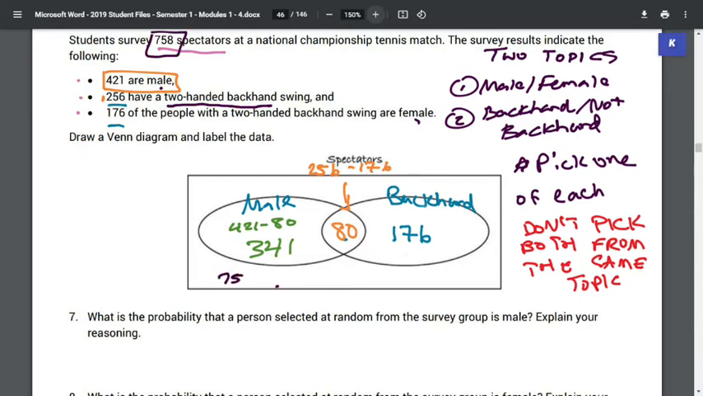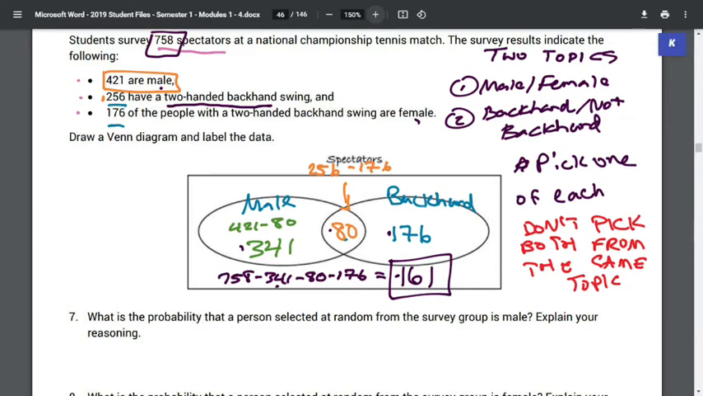But if I know that I have 756 total spectators there, I'm going to subtract out all three of those numbers. When I do that, I'm going to get 161. So that means 161 spectators said that they are female. So keep in mind, this is outside the male bubble, so they are female, and they do not have a backhanded swing. To double check my work, if I add all four of these numbers together, I should get back to my 756, and I would be able to do that by plugging it in.